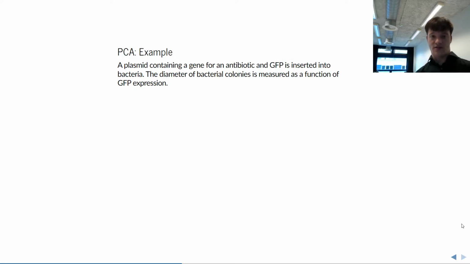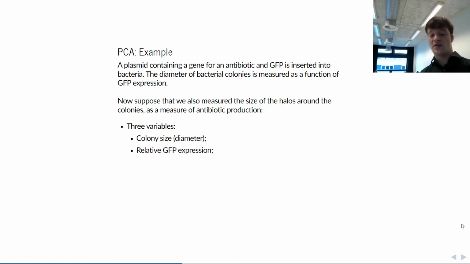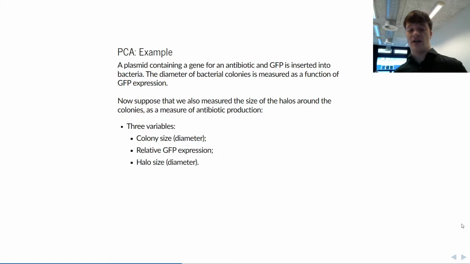So it's just a repetition of the question in case you forgot what it's about. But let's say that we're going to measure something else. So not just the colony size, not just the GFP expression, but let's say that these bacteria also produce a halo around them, because they are producing antibiotics, and maybe nothing can grow within a certain area from the bacterial colony, producing a halo. So now we have 3 different variables. We have the colony size, the diameter, we have the relative GFP expression, and we have the halo size.